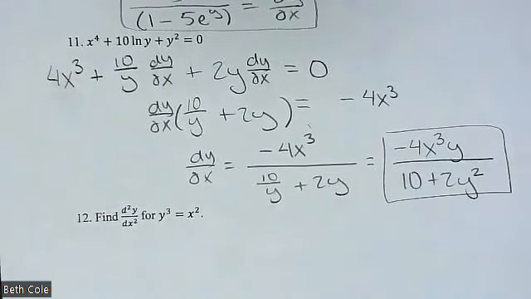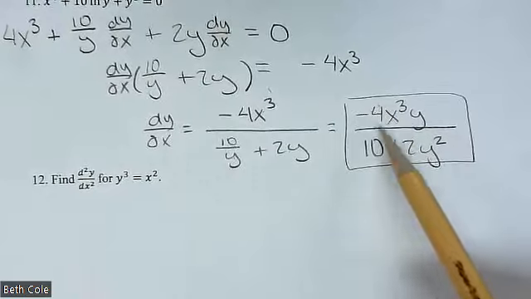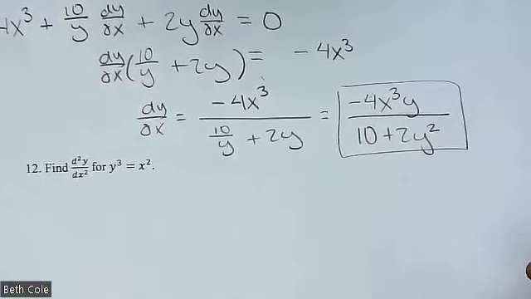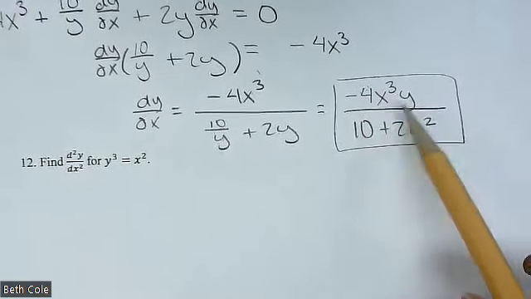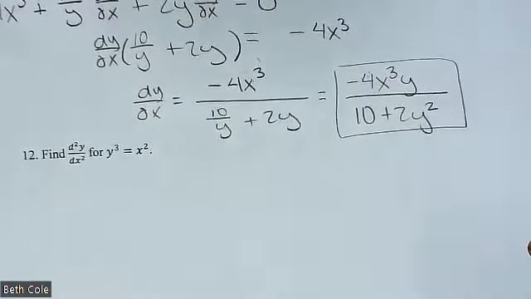Oh, actually, they would do one other thing though. Do you see how there's 4, 10, and 2? You can divide them all by 2 and reduce the fraction. So it'd actually be negative 2x cubed y over 5 plus y squared. I'm bringing it up. Most of you are just staring at me now. I'm bringing it up because I don't want you to do the problem correctly and not be able to pick the correct answer. Okay. One more.